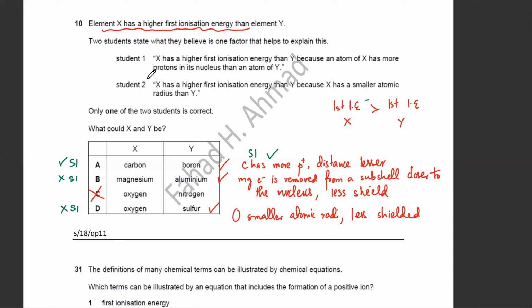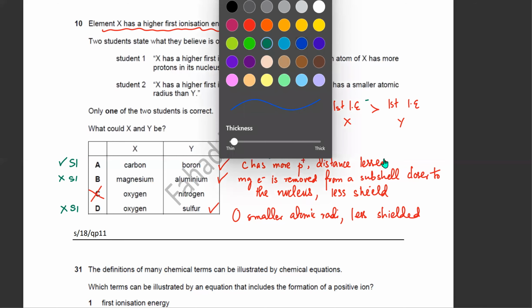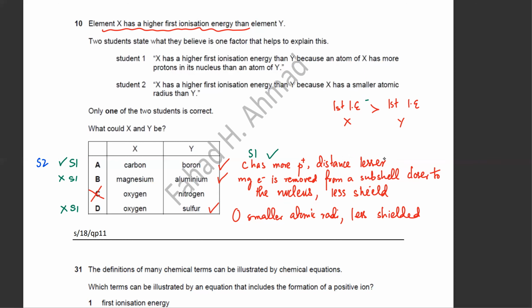So let's look at student number 2. It says X has a higher first ionization energy than Y because X has a smaller atomic radius than Y. So he's talking about the atomic radius. The factor is atomic radius. So for which explanation is student 2 correct? Distance is lesser. So student number 2 is correct for the first one. Right? Because I told you that when you move across the period, the size of the atom decreases, carbon becomes smaller. So distance is lesser. We did talk about it. So you got a smaller atomic radius, right?